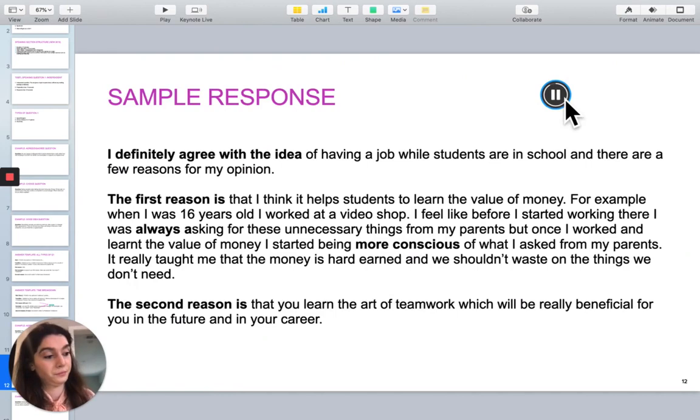art of teamwork, which will be really beneficial for you in the future and in your career.